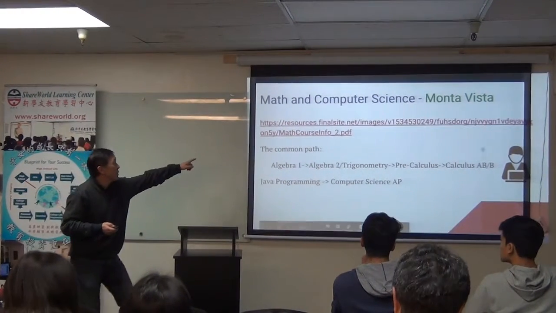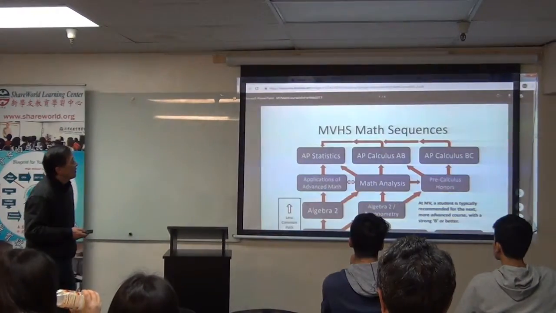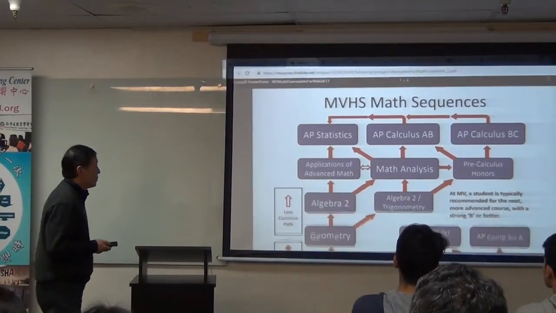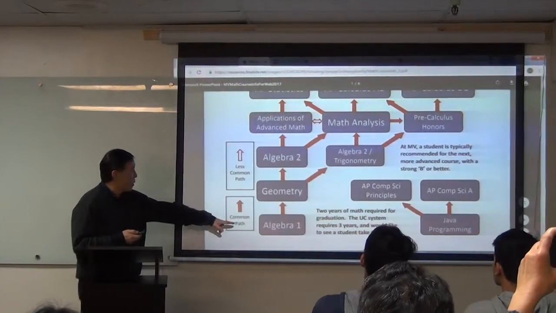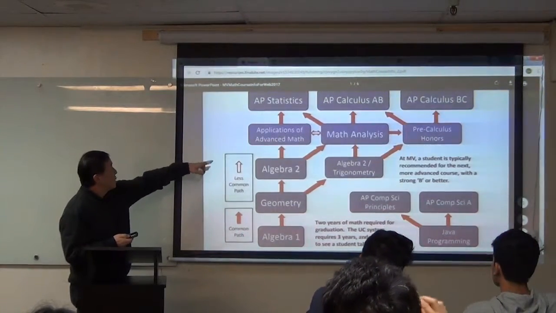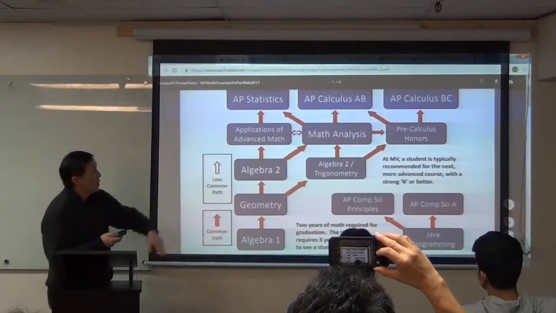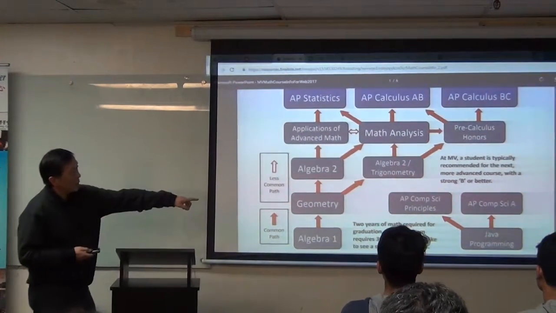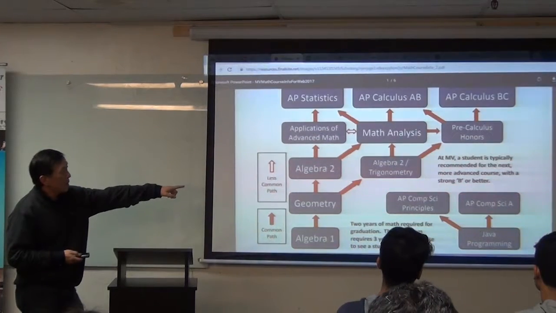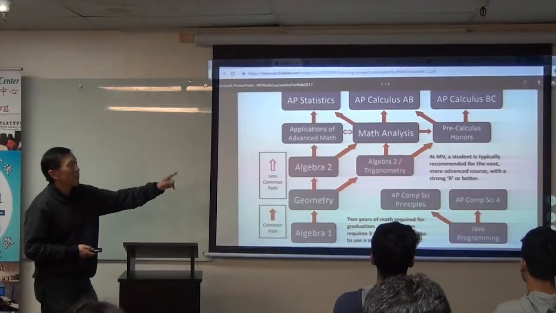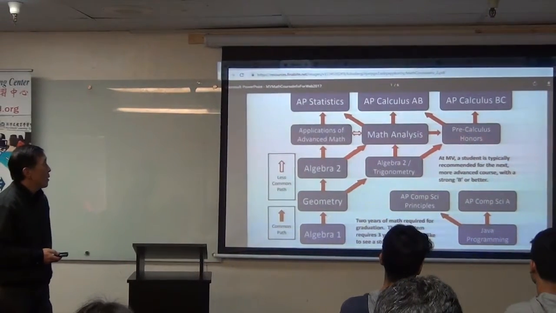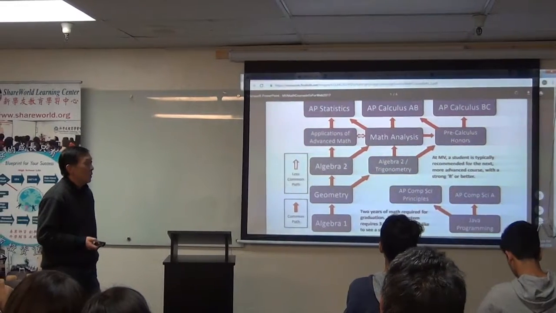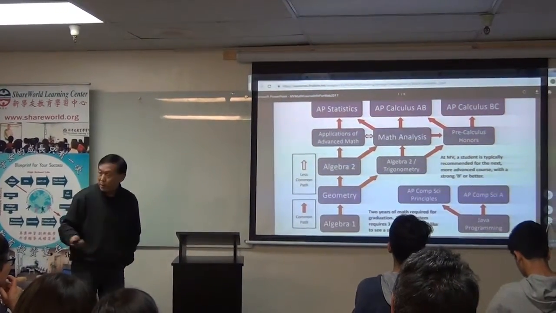Can we jump into this slide? Okay, here again, the Monte Vista course paths. You begin with Algebra 1, right? Then you can go this way or you can go all the way to AP Calculus. At the same time, if you have Algebra 1 already, then you can take Java programming, that's intro to Java. Later on, you are able to take AP computer science, right? So the math and computer science classes are very important if you want to get into the top computer science colleges, right?